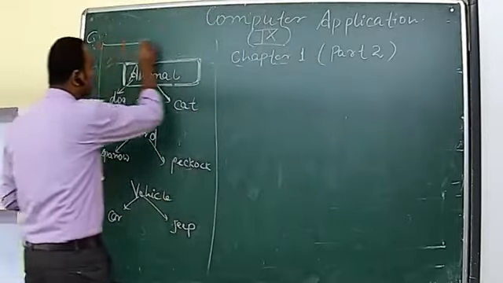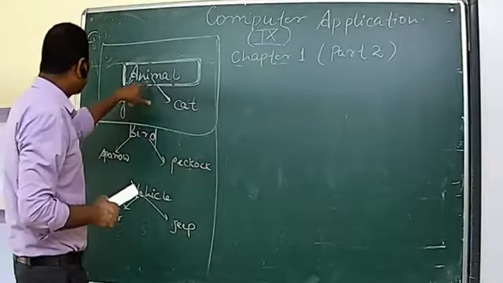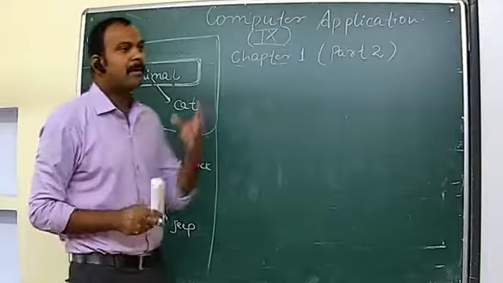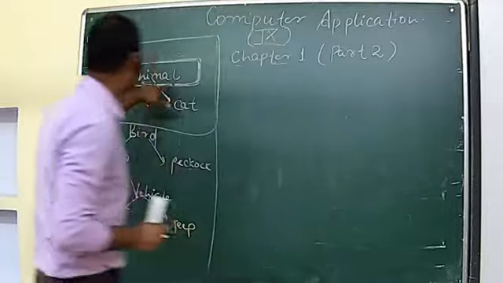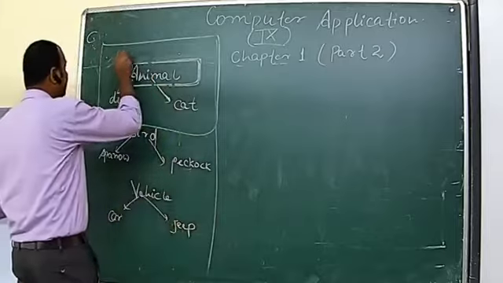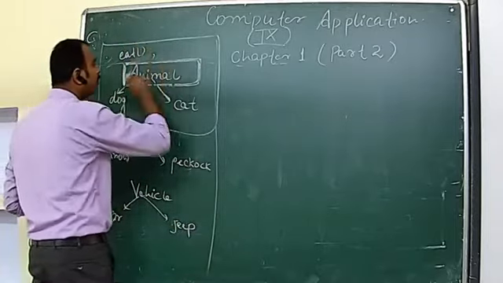One more thing is there. See, methods. If I talk about the methods of this animal class, what may be? It may be an eat method, or a run method.